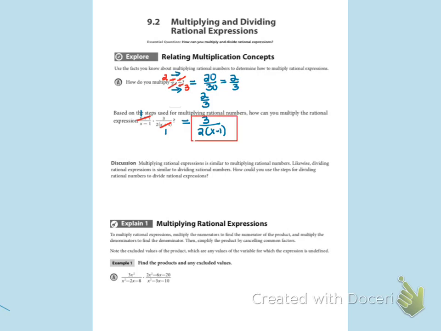So multiplying rational expressions is similar to multiplying rational numbers. Likewise, dividing rational expressions is similar to dividing rational numbers. How can you use the steps for dividing rational numbers to divide rational expressions? Well, similarly to multiplying with rational numbers, we would simply multiply the numerators and multiply the denominators.